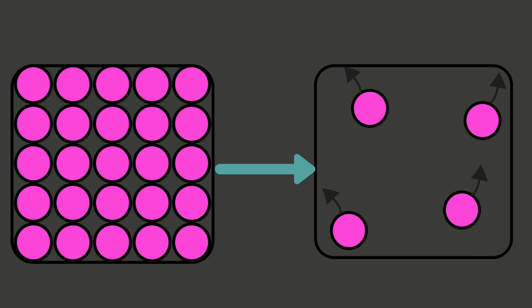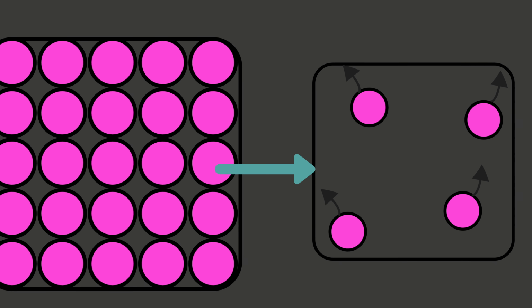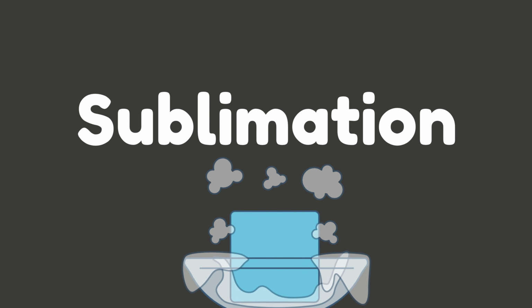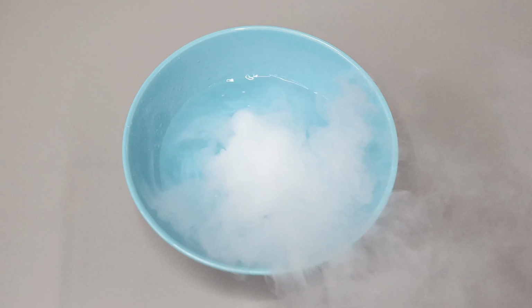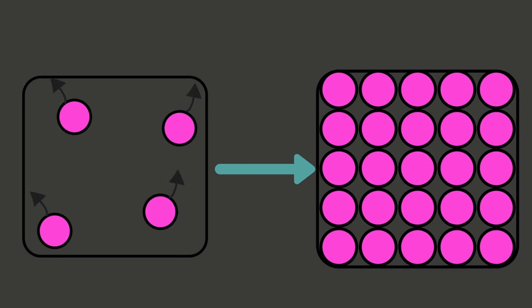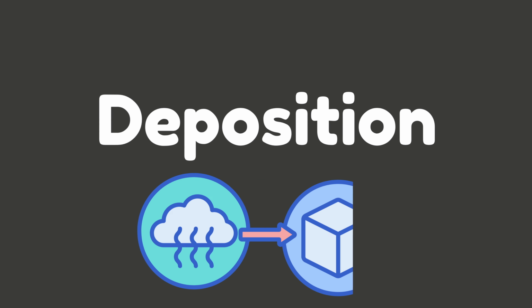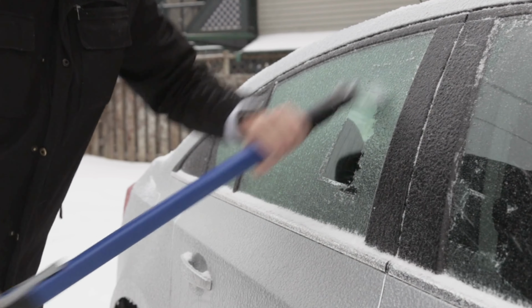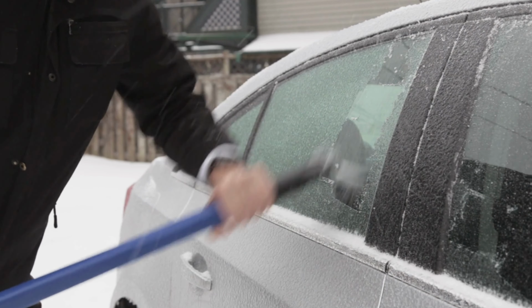And here's the super cool stuff. Sometimes solids can skip the liquid step and turn right into gas. That's sublimation. Dry ice does this and makes that spooky fog at parties. And the opposite? When gas turns straight into solid, that's deposition. Like frost forming on your window on a chilly morning. Yeah, cleaning that up is not that fun, right?